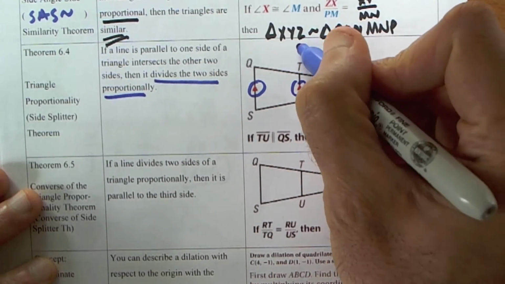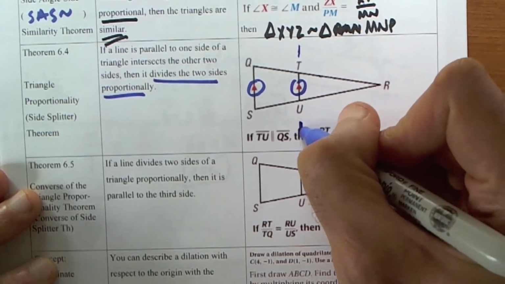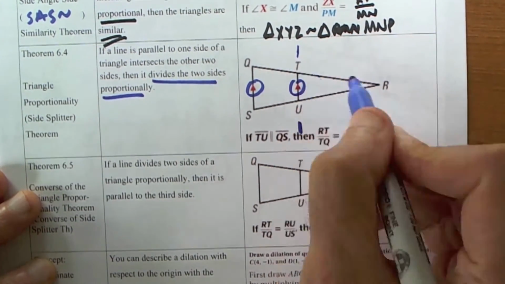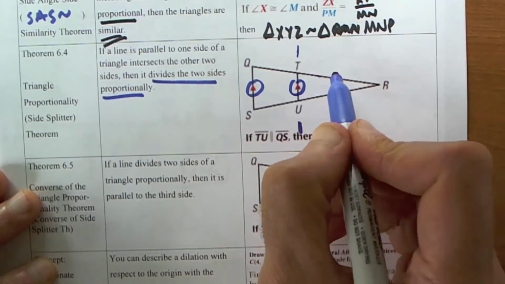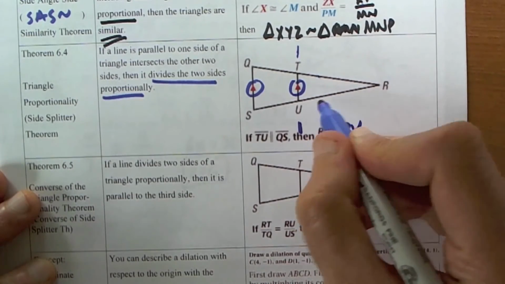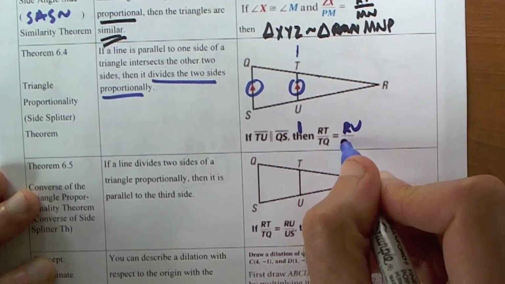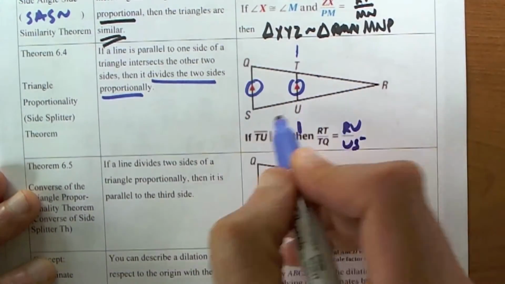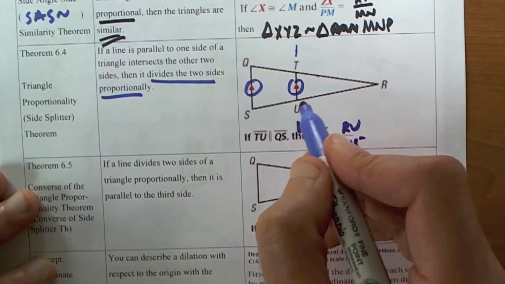So again, it's almost like you can draw a little dashed line here. This is like your fraction bar. RT to TQ, so this to this, is the same as RU, this is to US. It's like you're splitting the sides. This to this equals this to this.